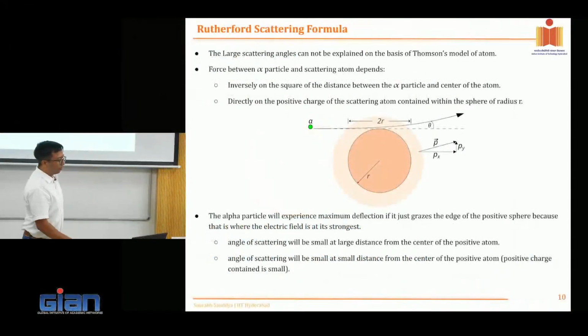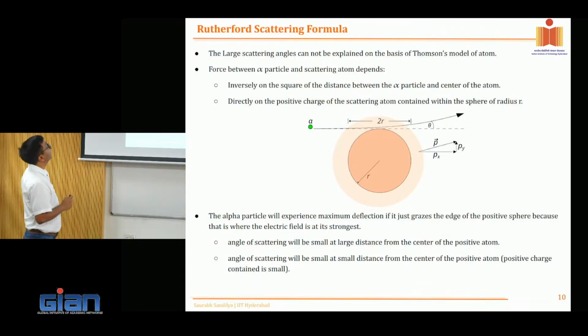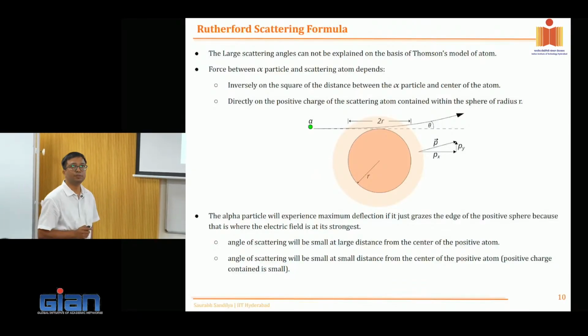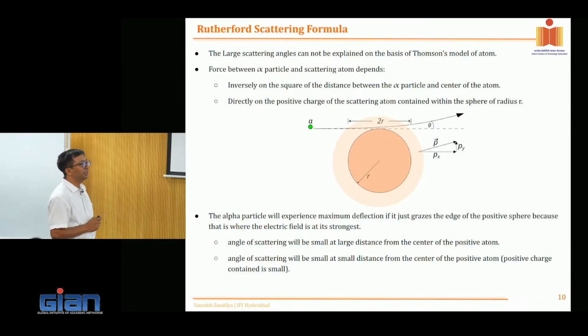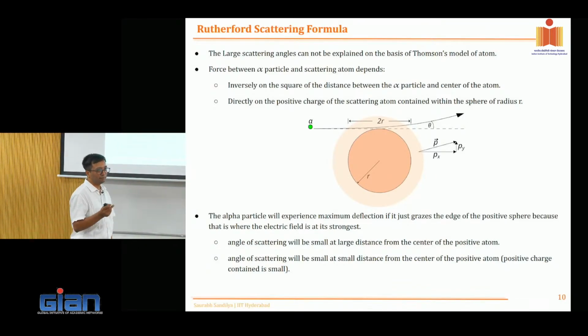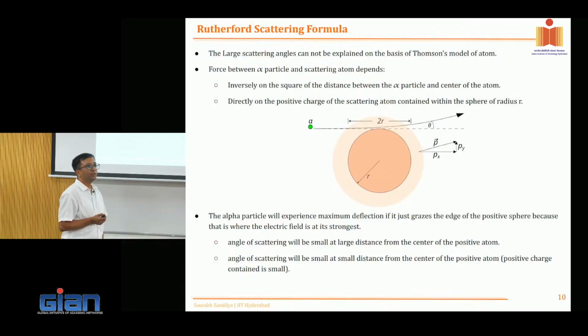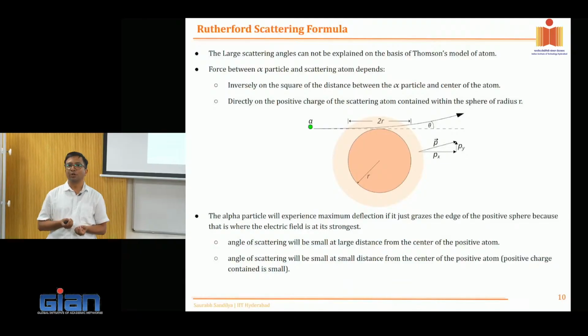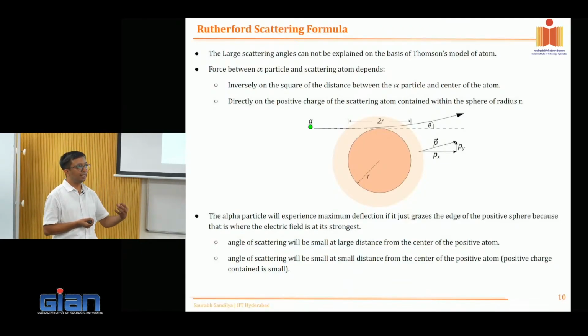So what I wanted to convey is that large scattering cannot be explained based on Thomson's model of atom. Why is it so? Because you know the force between the alpha particle and the nuclei is Coulombic, right? And it depends on the charge of the nuclei and the distance between them. So for the backscattered, you want to maximize the force, right? You want to have the entire charge as well as the distance be smaller to have the maximum impact.